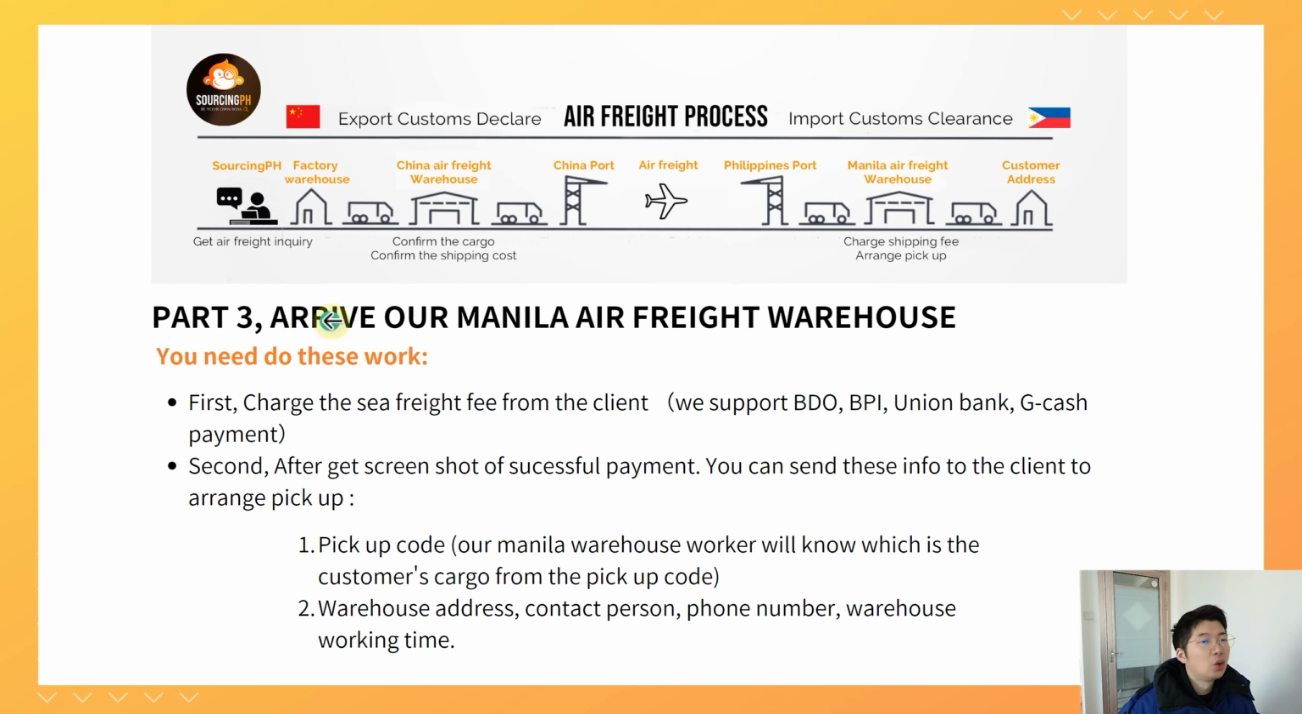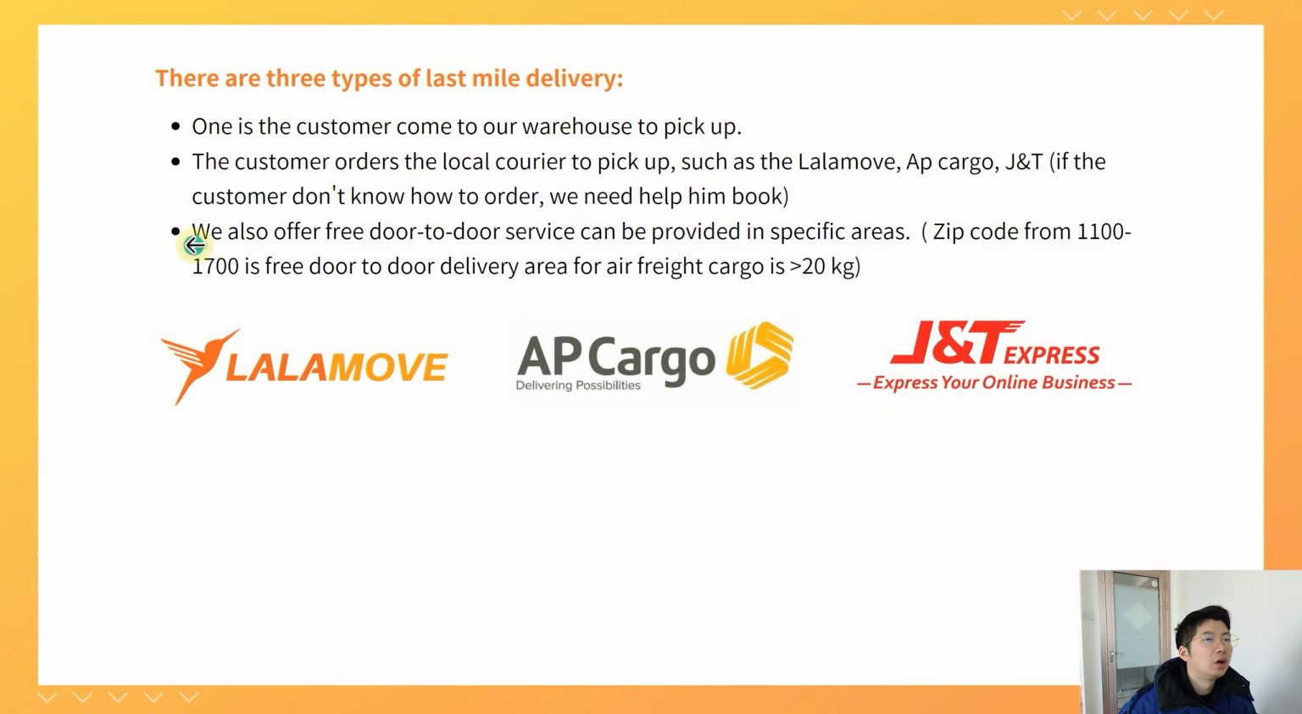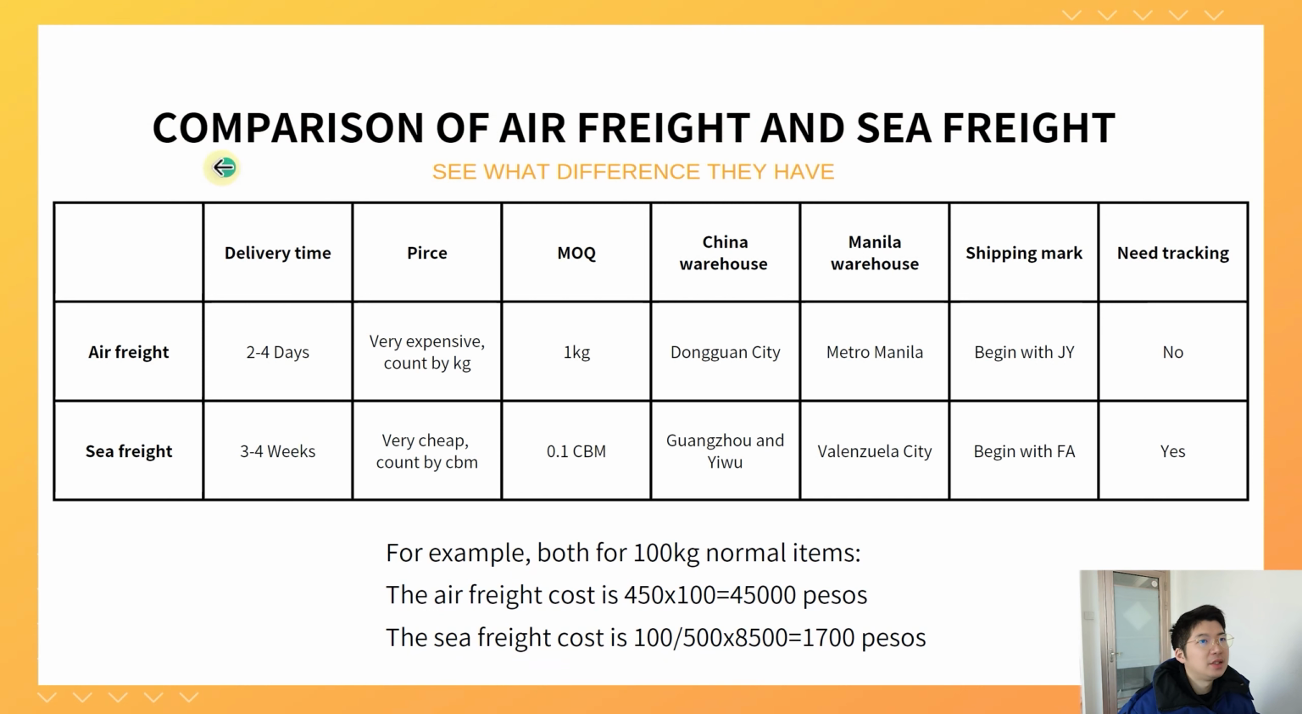And part 3, when the cargo arrives at our Manila air freight warehouse, you need to do this work. This part of the work is the same as the sea freight part, and I won't go into details; you can see it after class. Only one difference: we offer free door-to-door service in the zip code area from 1100 to 1700 for air freight cargo bigger than 20 kilograms per order.